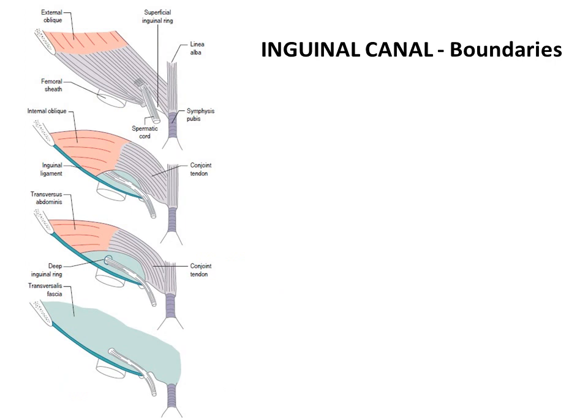The boundaries of the inguinal canal. Let us first revise the layers of the abdominal muscles. Most superficially lies the external oblique muscle. Then comes the internal oblique muscle, which is attached to the lateral 2/3 of the inguinal ligament. Deep to it lies the transversus abdominis.